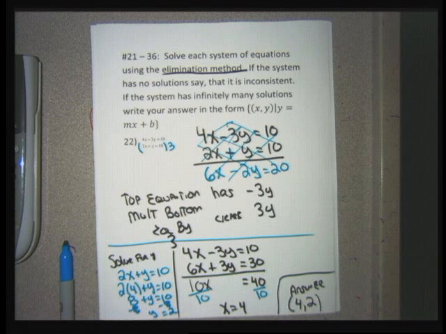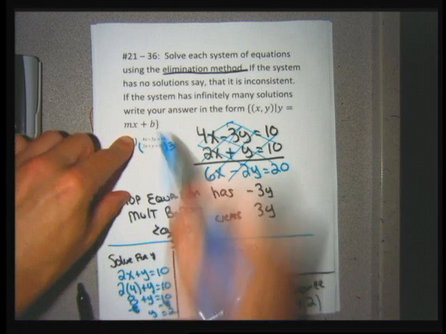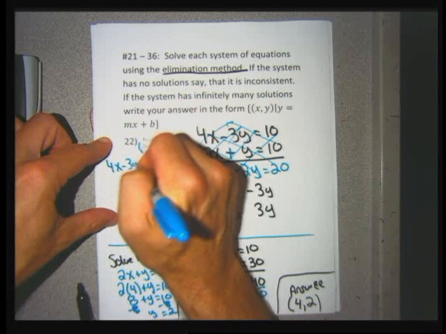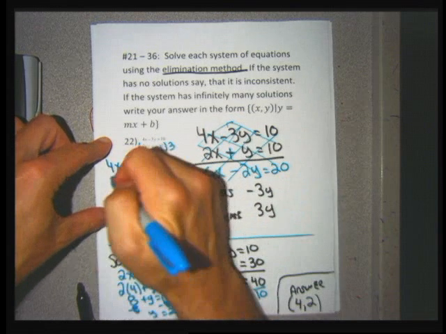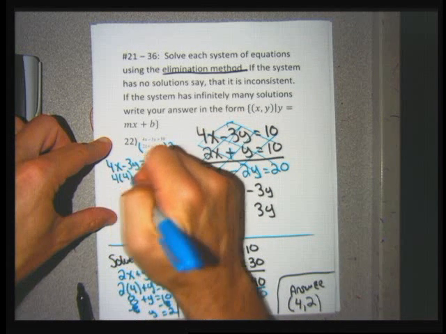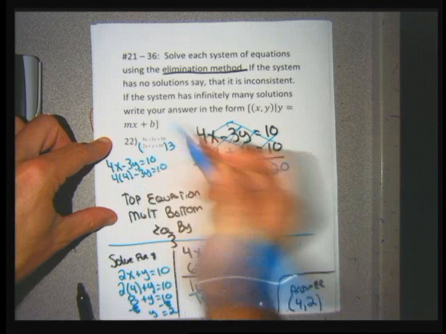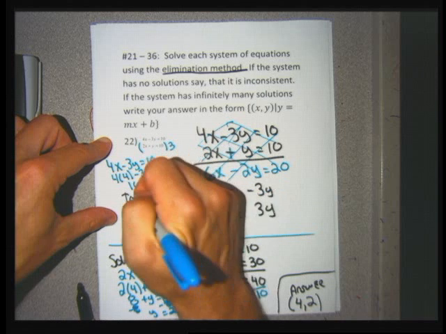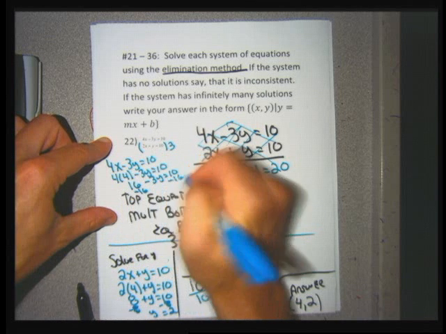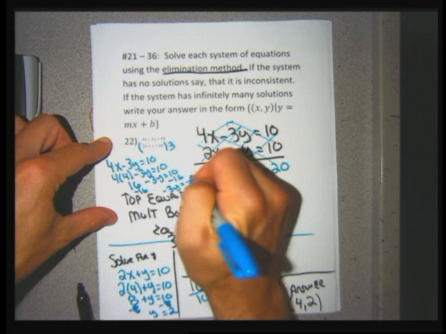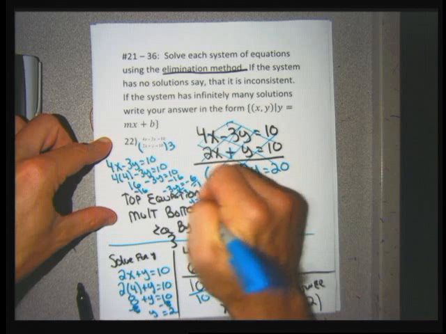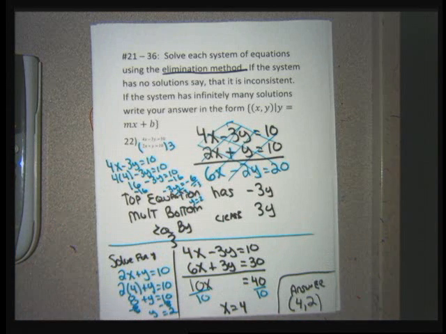I also claim that if I would have plugged 4 in for x in the equation 4x minus 3y equal to 10, and went 4 times 4 minus 3y equals 10, I'd go 16 minus 3y equals 10. I'd minus 16. That would give me minus 3y equal to minus 6. I divide by minus 3, divide by minus 3. I'd still get y equal to 2. So it doesn't matter where you stick the value for x if you do correct algebra.